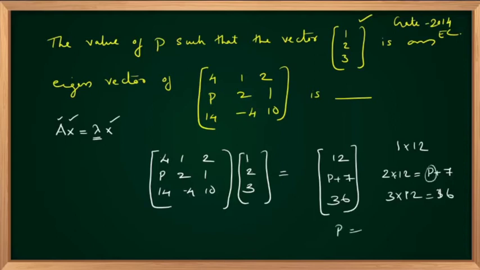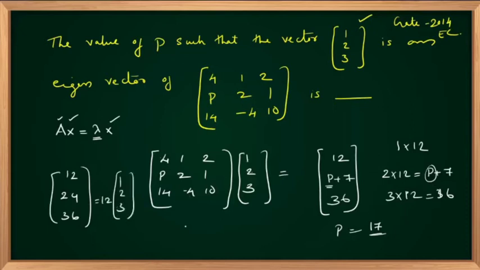P is equal to 2 into 12 minus 7, which is 17. So if I put P equal to 17, 17 plus 7, 24. So I'll get the vector 12, 24, 36, which is equal to 12 times 1, 2, 3. So the eigenvalue is 12. Correct? The eigenvalue is 12 and the value of P should be 17 is the correct answer. Right?